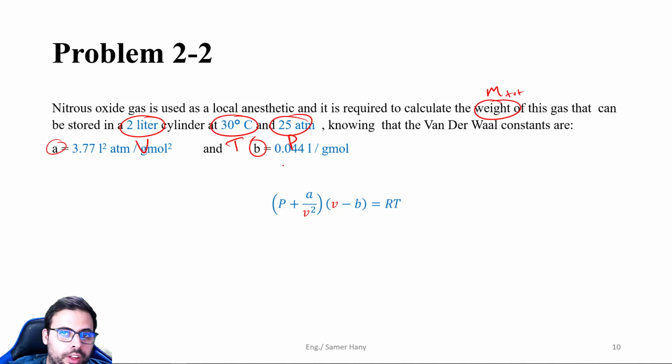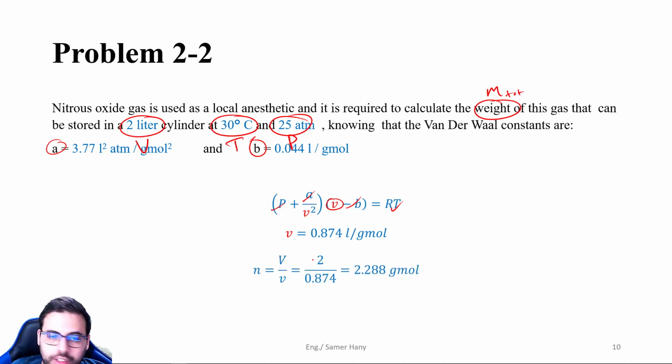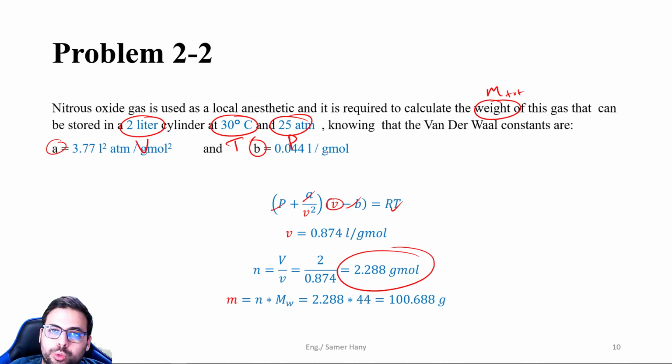Okay. So first up, we have the temperature, pressure, A, B. We can calculate the molar volume at those conditions, right? Once we calculate the molar volume and we know the total volume of the container, we can get the number of moles by dividing total volume by the molar volume. We get that the total number of moles that could be stored in that container at those conditions is 2.3 gram moles, and the mass would be simply the number of moles multiplied by the molecular weight of that gas.